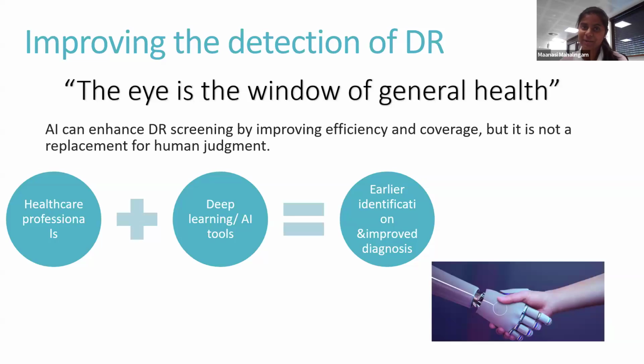So yes, I've come to the end of my presentation. The eye is the window of our general health. I know there is a quote saying that the eye is the window of our soul, but I just modified it for general health. Diabetic retinopathy is one of those conditions which can be picked up only with the signs in the eye. Still, AI can enhance diabetic screening by improving efficiency and coverage, but it is not going to be a replacement for human judgment. However, if we join hands together, healthcare professionals and the deep learning models or AI tools, it's definitely going to help in early identification of diabetic retinopathy, and thereby improve the diagnosis.